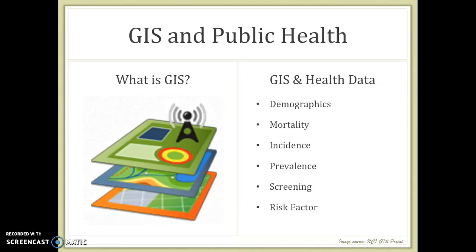Demographics are statistical characteristics of people. Mortality is the number of deaths within a population during a specific period of time. Incidence and prevalence are often confused. Incidence is the number of newly diagnosed cases of a disease within a specific period of time, where prevalence is the total number of cases of the disease within the population. Screening is a preventative measure that checks for a disease before any symptoms present, and risk factors increase a person's chance of developing a disease.